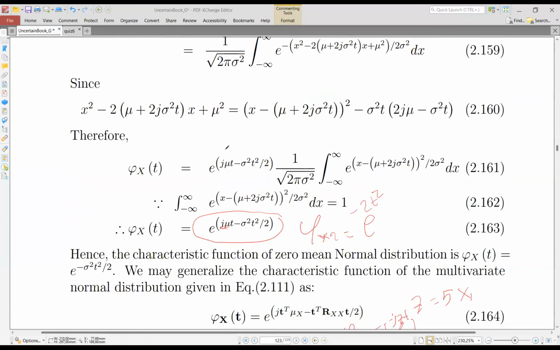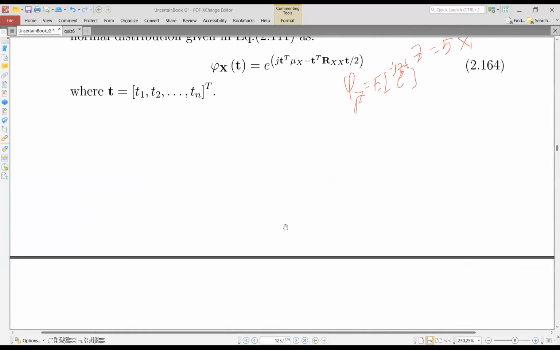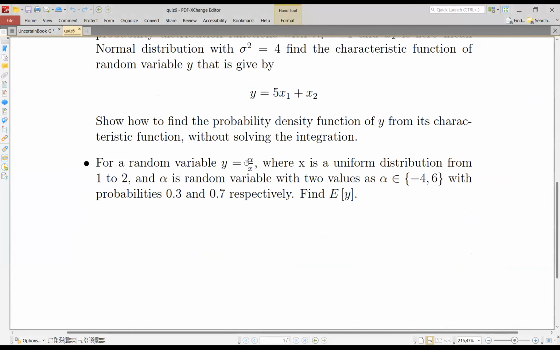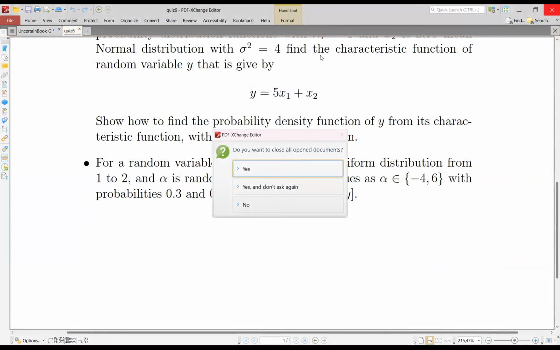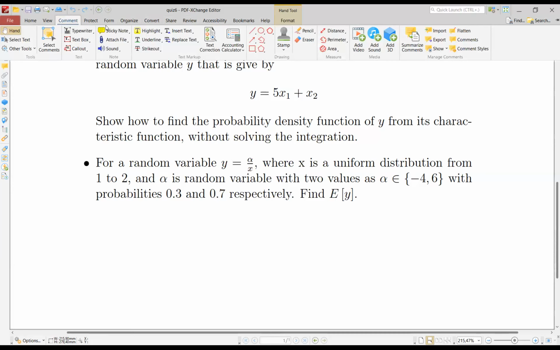And the final question in the quiz. For a random variable y equal to alpha divided by x, it is very similar to the quiz that we solved last week. But now I added another parameter, alpha. And we said that this alpha can take two values, as you can see, -4 and 6, with probability 0.3 and with probability 0.7, and we need to find the expected value of y. So in this case, I try to do it here.